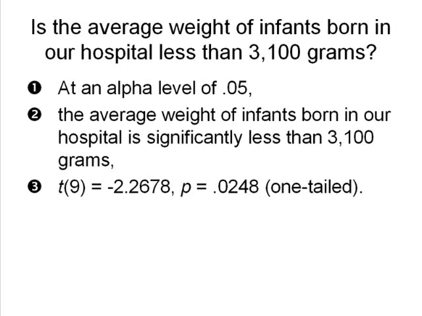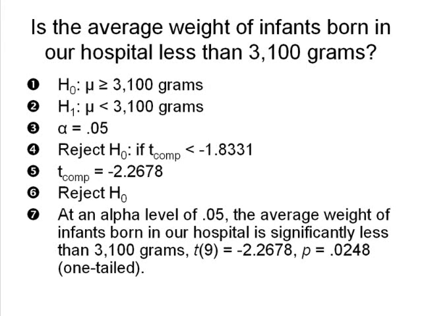Now let's put this all together. Here are our 7 steps. Let's look at the 7th step first. At an alpha level of 0.05, the average weight of infants born in our hospital is significantly less than 3,100 grams. T, with 9 degrees of freedom, equaled negative 2.2678. Our p was 0.0248, and we did a one-tailed test.